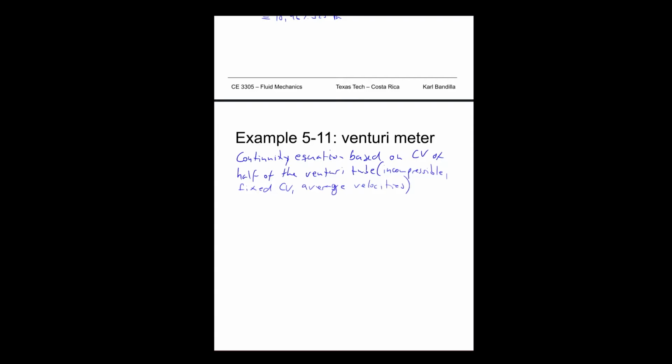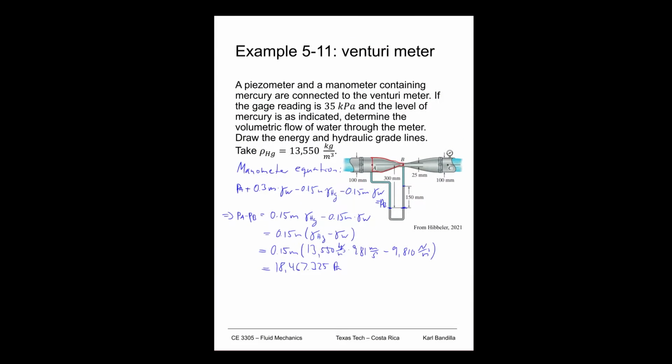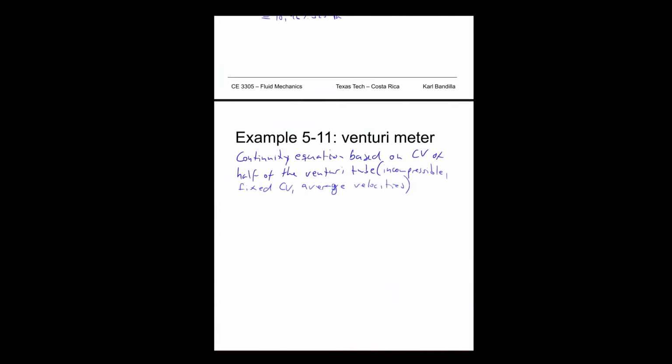What does that mean for us? Well, it means incompressible and fixed control volume means that our d rho v dt term is equal to zero because neither of them is changing. And average velocities just means that we can directly write out what our integrals are. Just as a reminder, of course, the areas are going to be positive, pointing outwards, and we'll have velocities going this direction and that direction. So at A will be negative and at B will be positive.